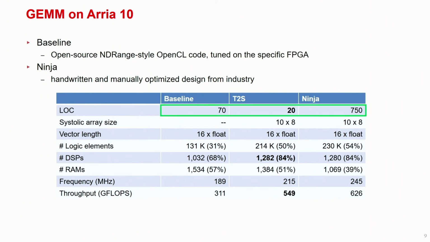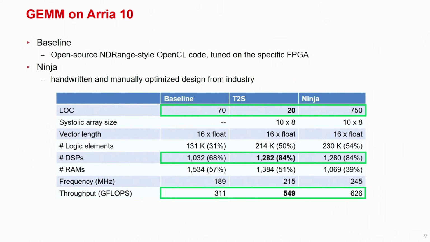As we can see, the baseline design uses 70 lines of code, while T2S uses only 20 lines of code, which is 3.5x fewer lines. And the Ninja implementation uses 750 lines of code. In terms of DSP, the baseline implementation utilizes only 68% of the DSPs, while the T2S and Ninja implementations both use 84% of the DSPs, which is a pretty high DSP usage.